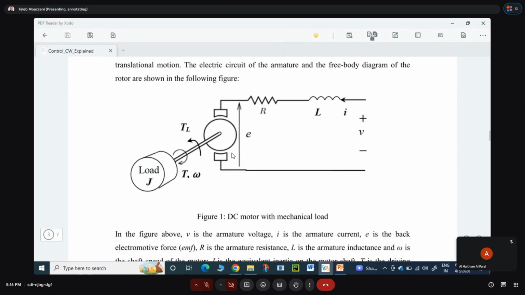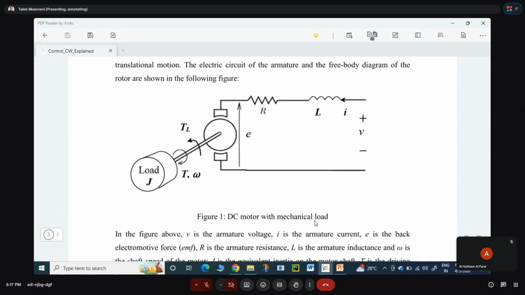For the system explanation, we have a DC motor with a mechanical load, a rotary load like a fan. You want to control the speed of this fan, and we want to build the controller with RLC circuits, and the RLC circuits represent the PID controller. The PID controller is composed of RLC.